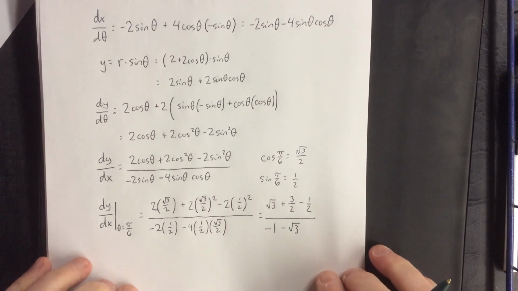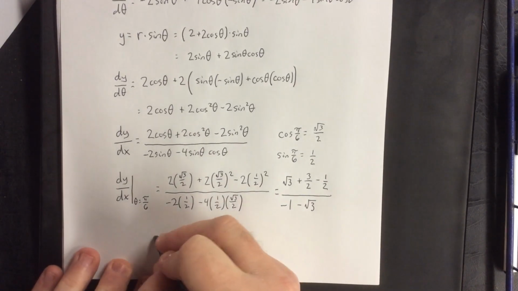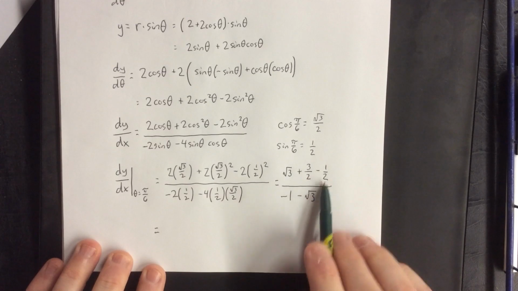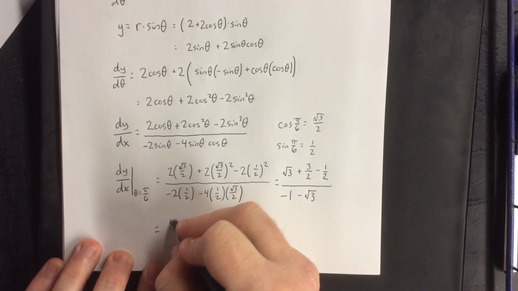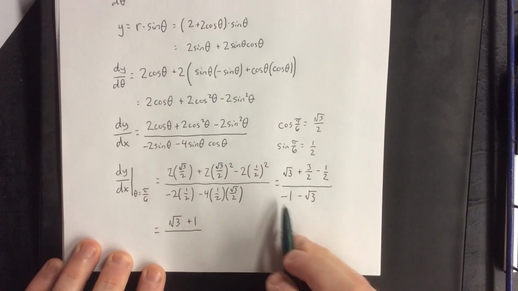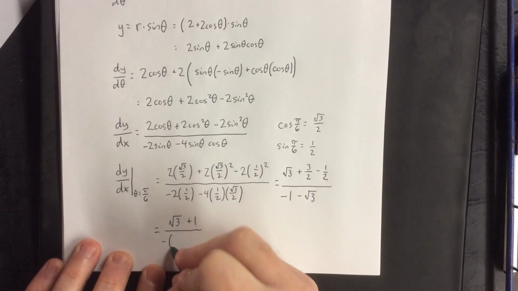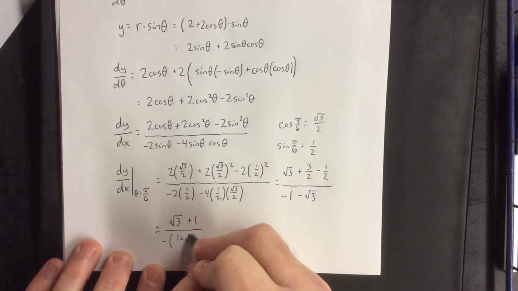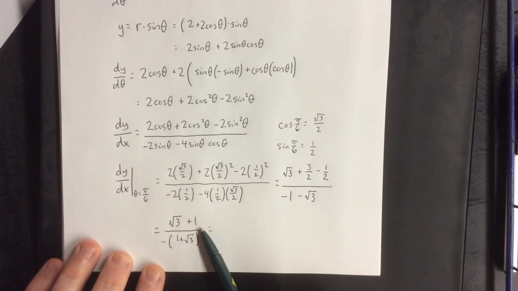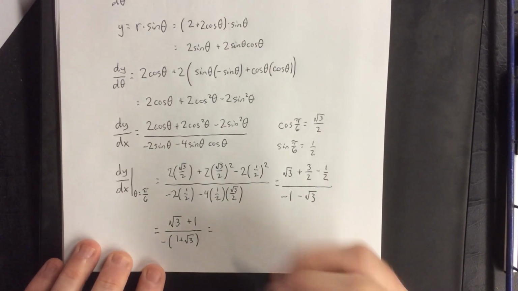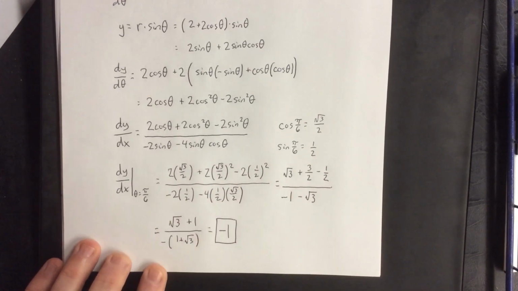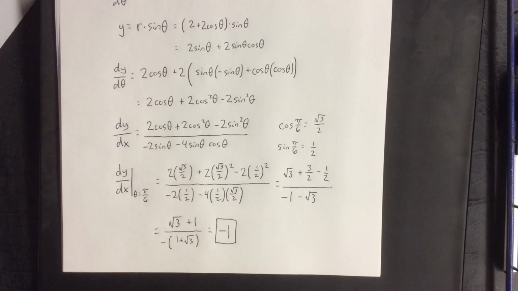Continuing to simplify the numerator, we'll do that at the next line down here. 3/2 minus 1/2 will be equal to positive 1. And in the denominator, if I factor out a negative sign, I will have 1 plus the square root of 3. You'll notice that the two factors in the numerator and denominator are the same, just with an extra negative sign. So the slope of that tangent line is going to be equal to negative 1.